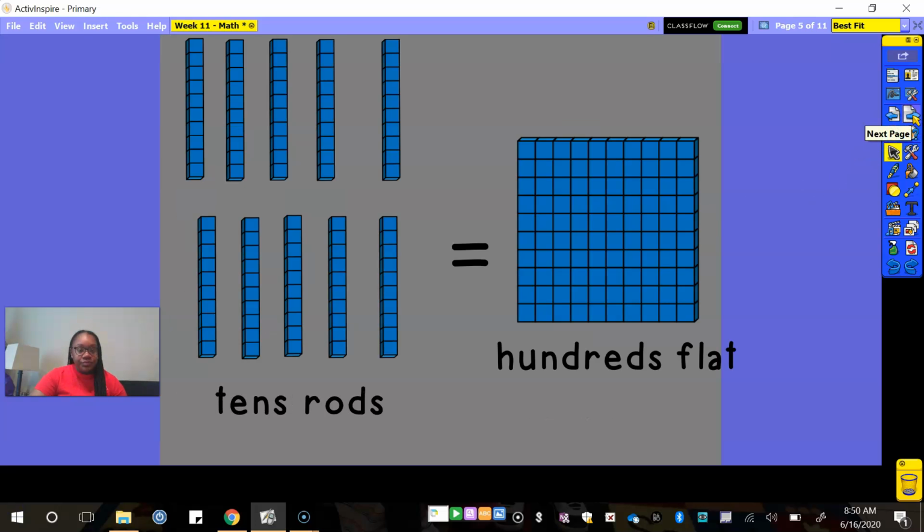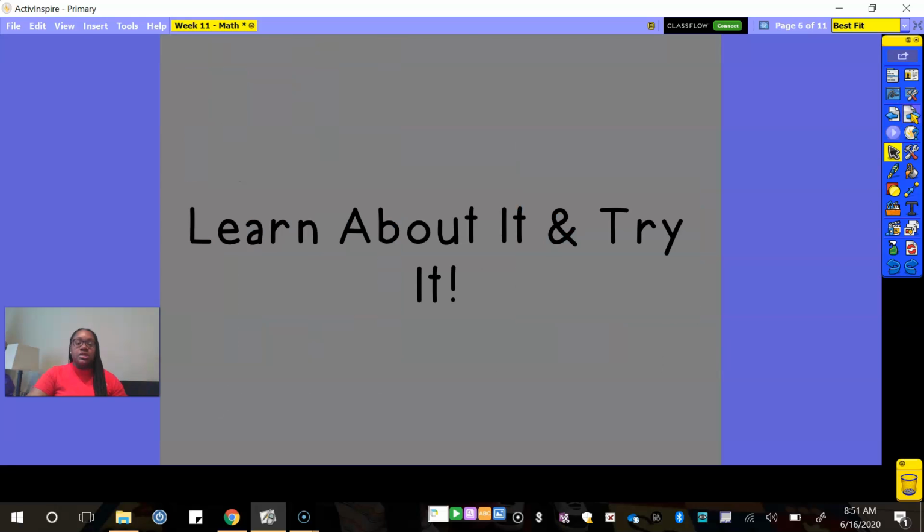Now, here I have 10 of these tens rods. But what if I didn't want to carry around 10 tens rods? What can I do? I could have a hundreds flat. So if we're counting by tens, we're going to have to count 10 times to get to 100. And so that's what this shows, all right? So let's learn about it and try it.